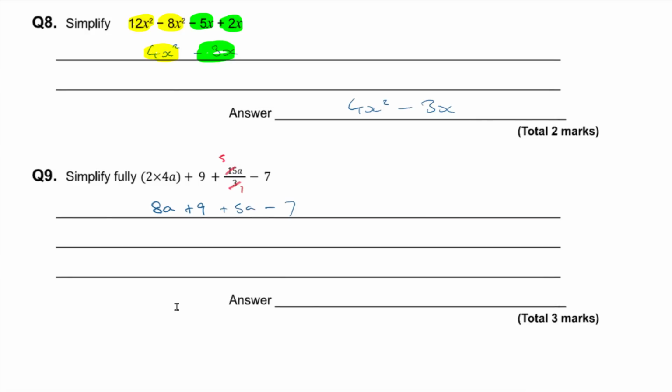And then I've got minus 7. Okay, now I've got it looking a little bit easier. Now I can start collecting like terms. I've got terms in A and I've got numbers. So collecting the A's together, 8A plus 5A, that's 13A. And collecting the numbers together, 9 take away 7, that is 2. So my final answer is 13A plus 2.